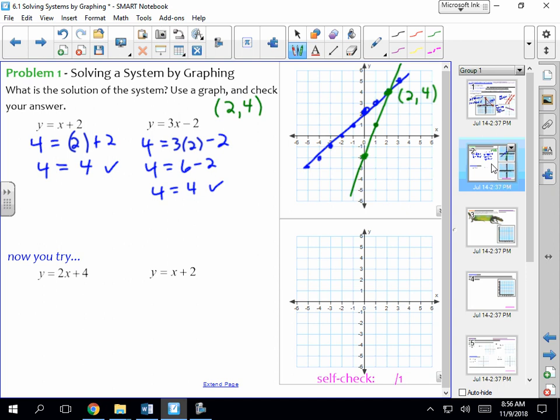Why don't you take just a moment to see if you can find where these two cross. If you need any help, just raise your hand and we can help you out. Try that one on your own. You can graph each line. Right here, you've got to graph that. You're good.